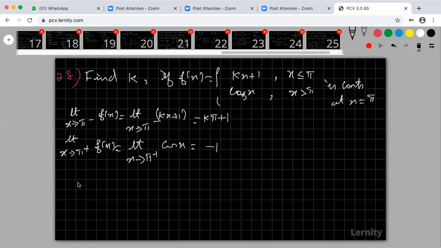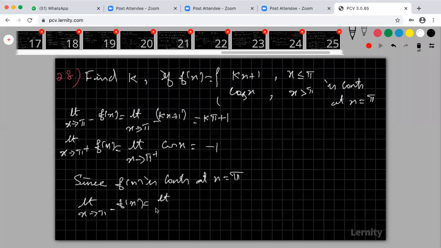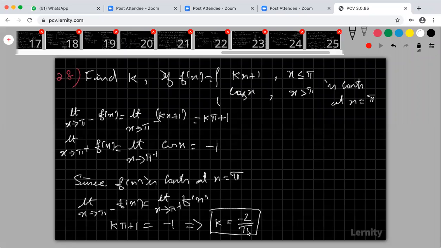These two are equal. Why? Since f of x is continuous, it is given, continuous at x is equal to pi. My left hand limit and right hand limit are both equal. That is, limit x tends to pi minus f of x equals limit x tends to pi plus f of x. My left hand limit is k pi plus 1. My right hand limit is minus 1. Which implies my k is equal to, this plus 1 becomes minus 1 here, so therefore minus 2 by pi. Are you okay?